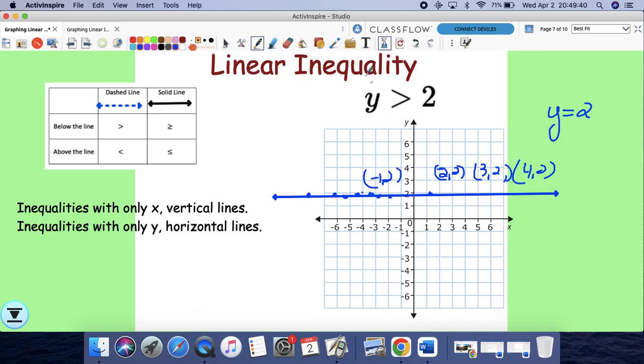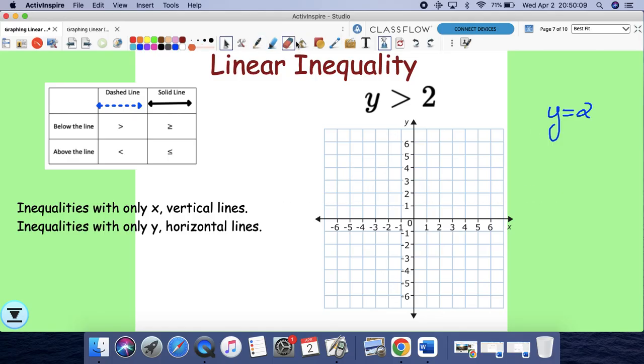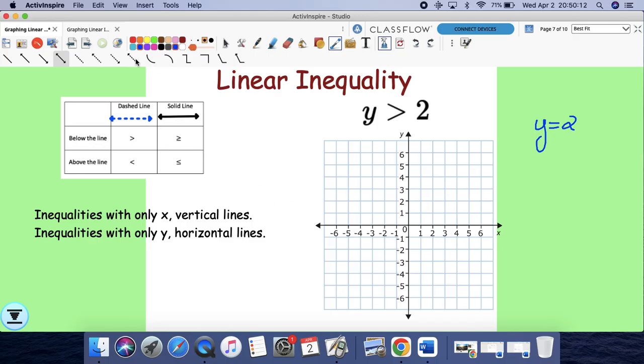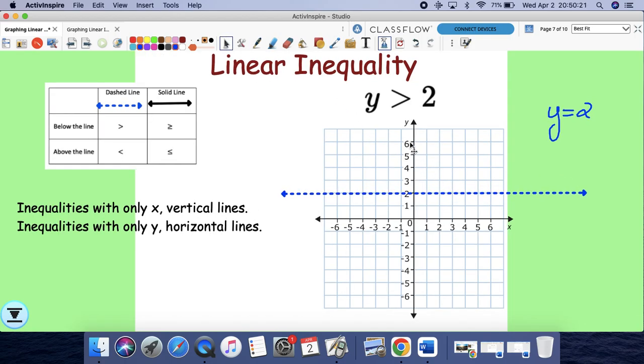That's this line here. But the inequality is asking us to show the region, because with an inequality, remember, the solutions are points that may be on the line, and the region that's going to be either above the line or below the line, where all the y values are greater than 2. So first of all, let me take this out. This inequality symbol is greater than. So right off the bat, we should have used a dashed line, and that's what I'm going to do. So that's the dashed line. Let me just move it a little bit down there.